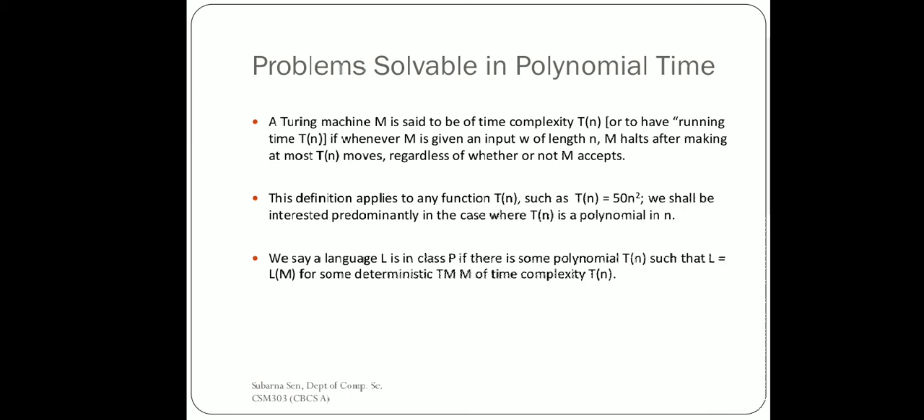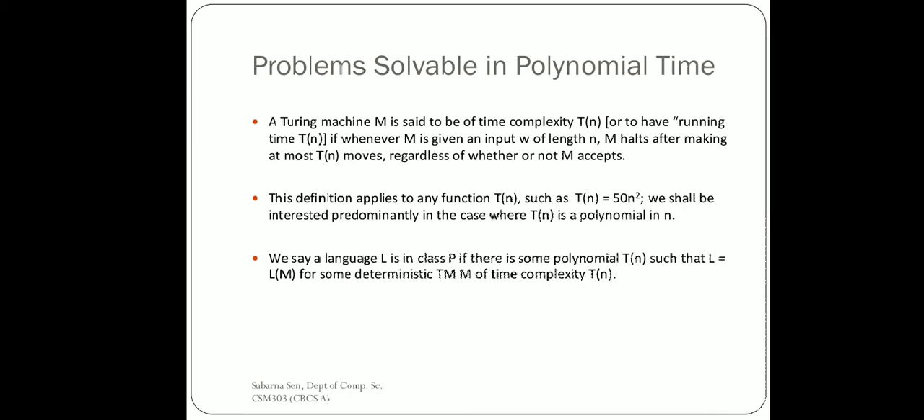Let us see, if my Tn function is 50 n square, you can easily guess that it is of order n square, so it's a polynomial growth, right? So here we can say that a language L is in class P if there is some polynomial Tn such that L equals L(M) for some deterministic Turing machine M of time complexity Tn. That means if you have to formally define a P class problem, it will be like this. So this language L will be in class P if this condition is satisfied.